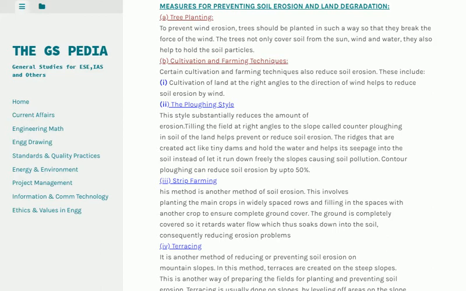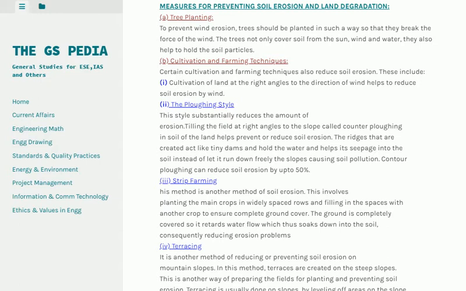2. The ploughing style. This style substantially reduces the amount of erosion. Tilling the field at right angles to the slope, called contour ploughing, helps prevent or reduce soil erosion. The ridges that are created act like tiny dams and hold the water and help its seepage into the soil instead of letting it run down freely along the slopes, causing soil erosion. Contour ploughing can reduce soil erosion by up to 50%.